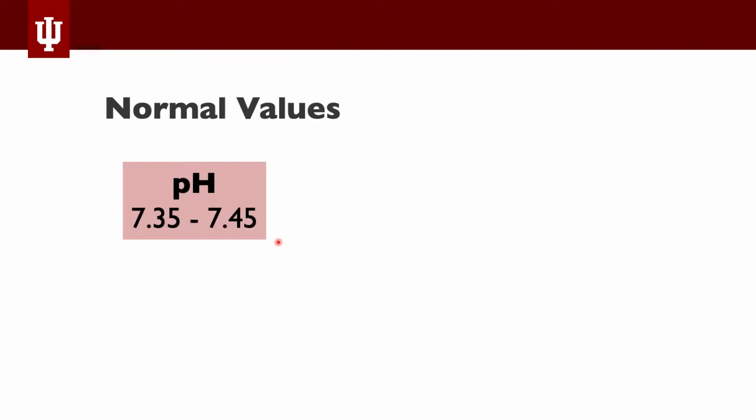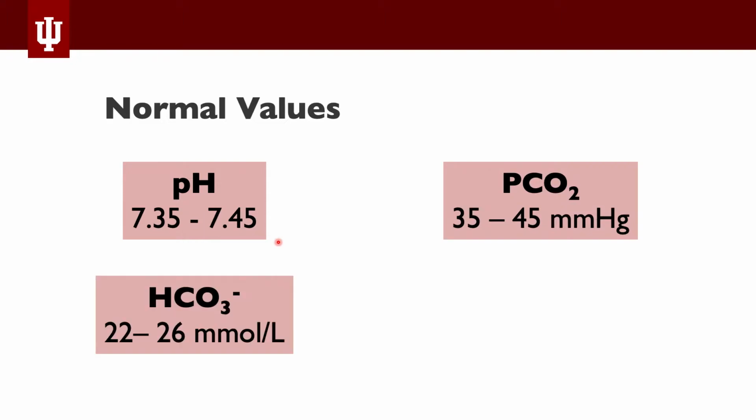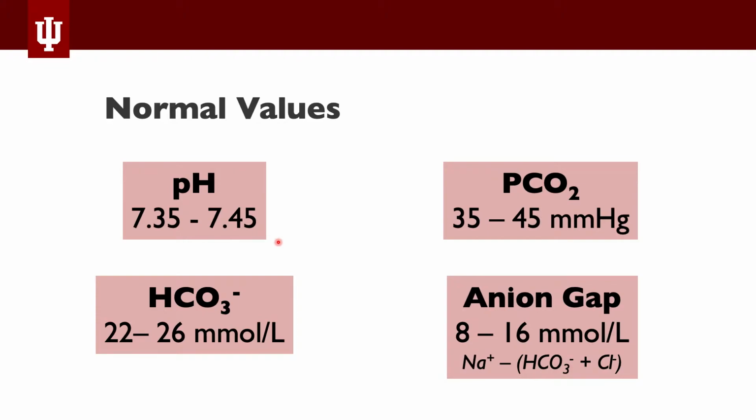Real quick, some normal values. The pH is 7.35 to 7.45, PCO2 35 to 45, bicarbonate is 22 to 26, and the anion gap, this is a fairly broad range, usually around 12. I've drawn anywhere from 8 to 16, and remember that the anion gap is measured by taking the sodium minus the sum of bicarbonate and chloride.